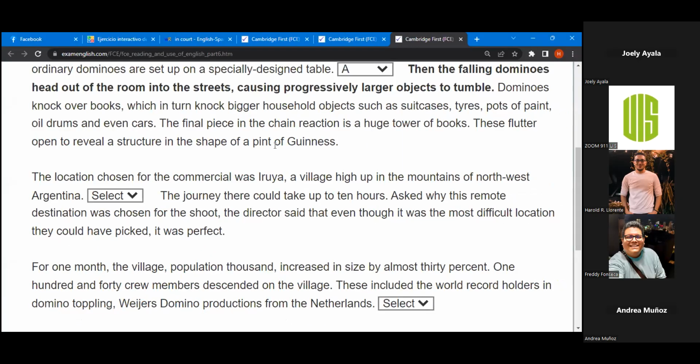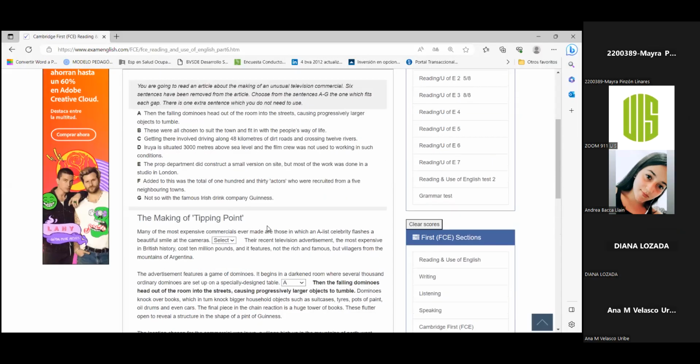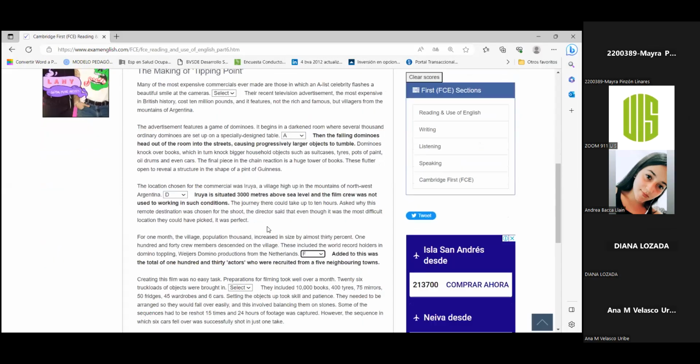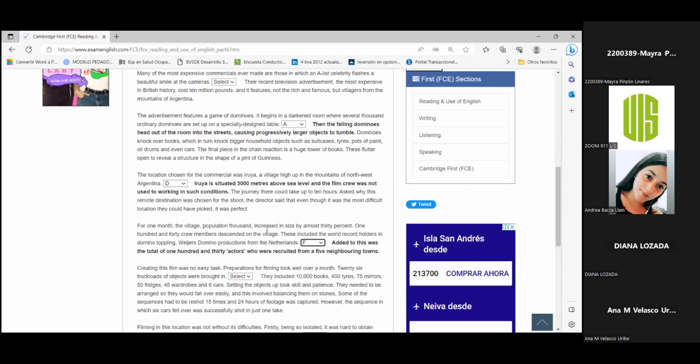The commercial was Iruya, a village high up in the mountain of northwest Argentina. The journey there could take up to 10 hours. That's why this remote destination was chosen for the shoot. The director said that even though it was the most difficult location they could have picked, creating a film was not easy.